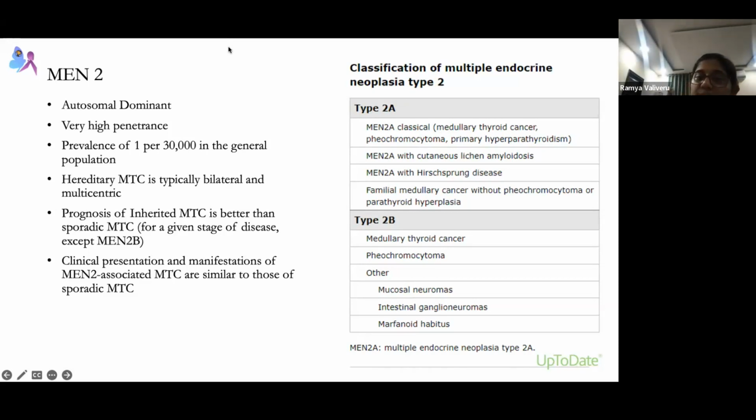The classification of MEN2 is type 2A and type 2B. Type 2A classically has MTC, pheochromocytoma, and primary hyperparathyroidism. There is MEN2A with cutaneous lichen amyloidosis, MEN2A with Hirschsprung's disease, and familial MTC without pheochromocytoma and parathyroid disease. MEN2B has MTC, pheochromocytoma, and other features like mucosal neuromas, intestinal ganglioneuromas, and Marfanoid habitus.